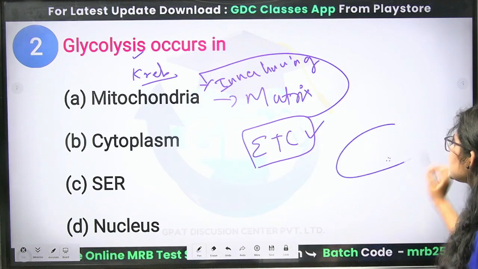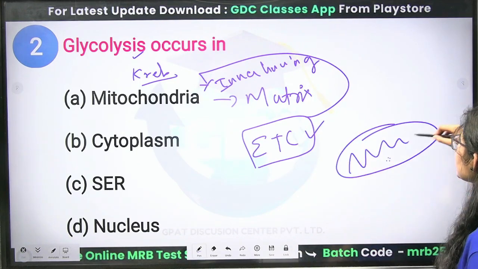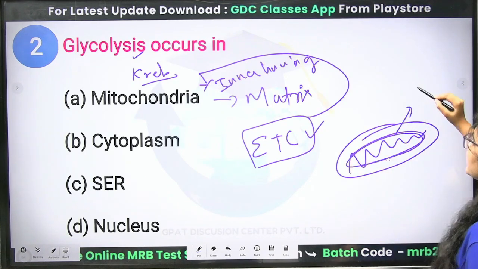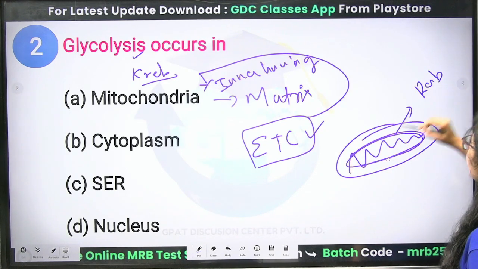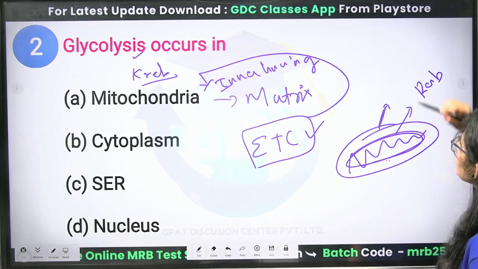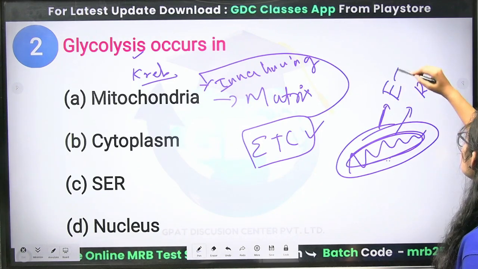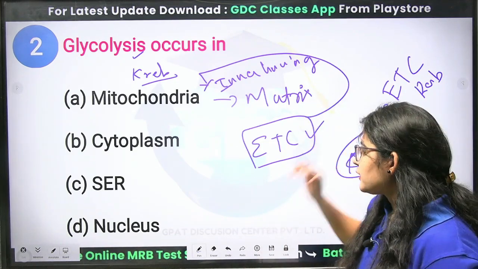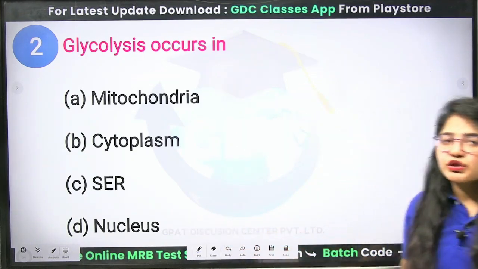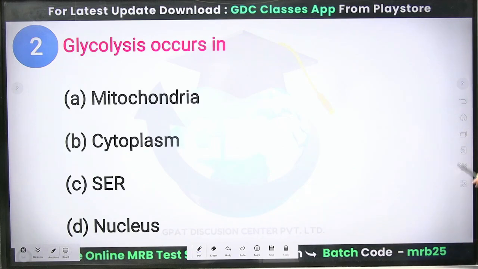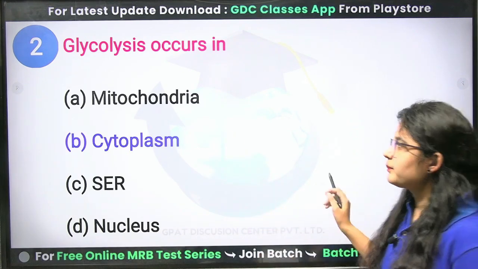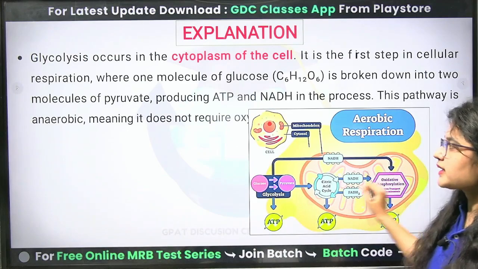Clear? This is your mitochondria, this is the cristae and this is the matrix. So here your Krebs cycle takes place and in the lining, inner lining, you can say your electron transport chain cycle takes place. Clear? So from here you can understand the three different questions. Okay? So the correct answer will be your cytoplasm. Okay? Clear. Now the next question.